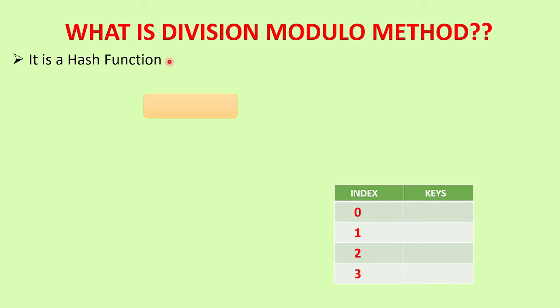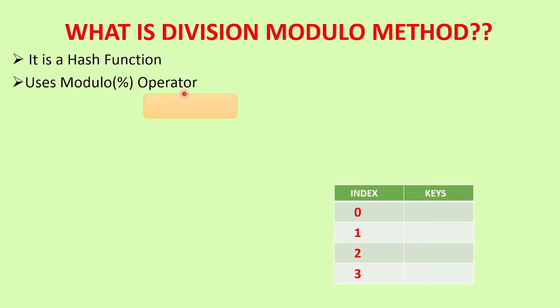It is a hash function. Now what is a hash function? A hash function is used so that inside this hash table you can insert the keys according to the hash function. The hash function will tell where to insert the key, at which index. That will be decided by the hash function. So there are different types of hash functions. One of the hash functions is division modulo method.